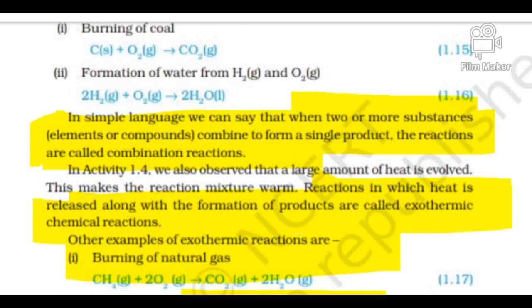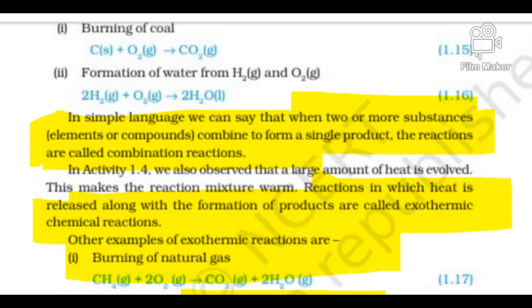The most common reaction is burning of paper, burning of coal, where the carbon is reacting with oxygen and producing carbon dioxide. Here two reactants are there, that means two things are combining to form a single product. Formation of water from hydrogen and oxygen gas. So when two or more substances, which can be elements or compounds, combine to form a single product.